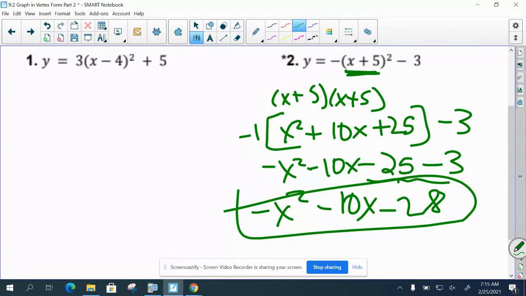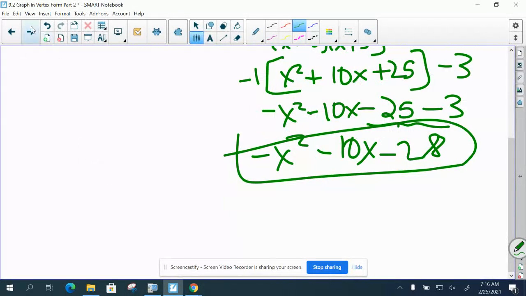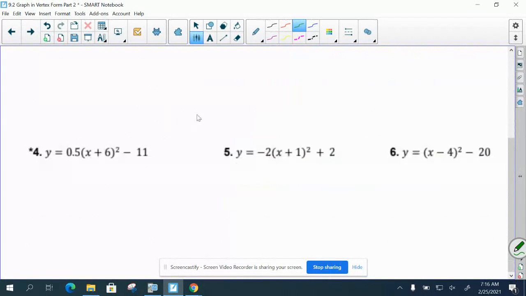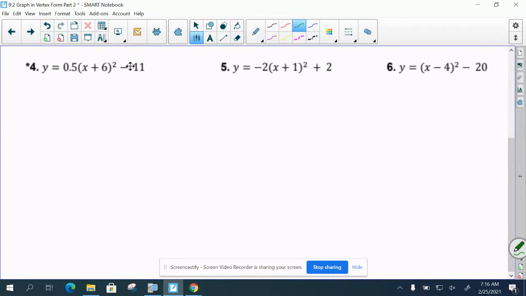And then let's do one with a fraction. So let's do number 4. So once again with this, we would expand this first. Now these are always going to be perfect square trinomials. So it's always going to be x squared plus double this, so 12x, and then the square of it plus 36. There are a couple bonus questions on the last test related to that.